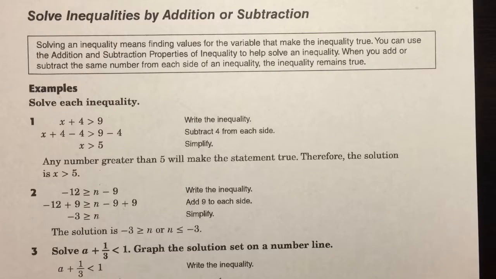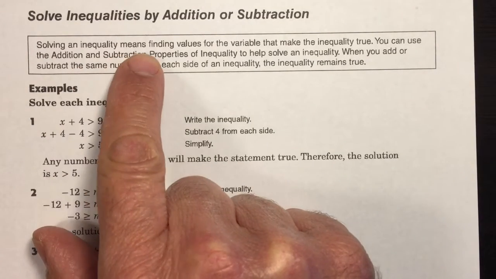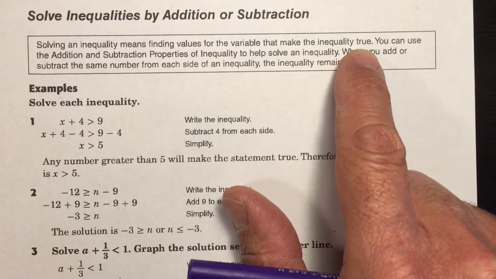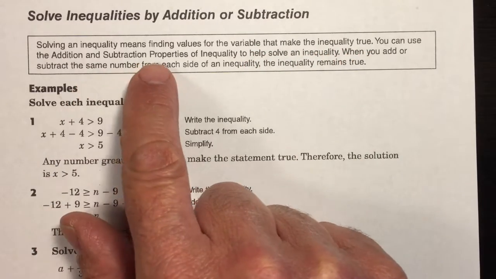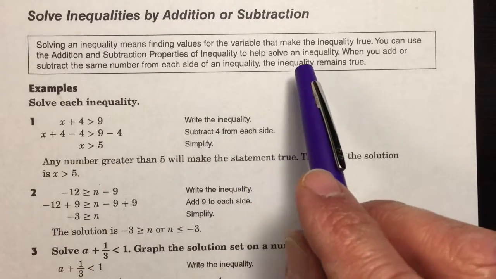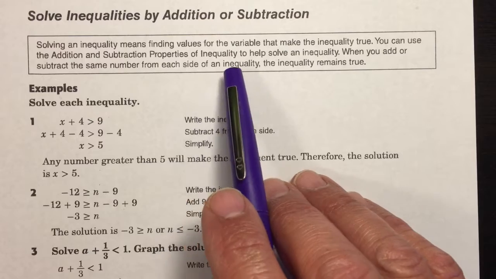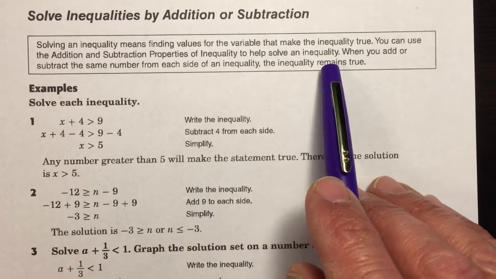Solving inequalities by addition or subtraction. Solving an inequality means finding the values for the variable that make the inequality true. You can use the addition and subtraction properties of inequality to help solve an inequality. When you add or subtract the same number from each side of an inequality, the inequality remains true.